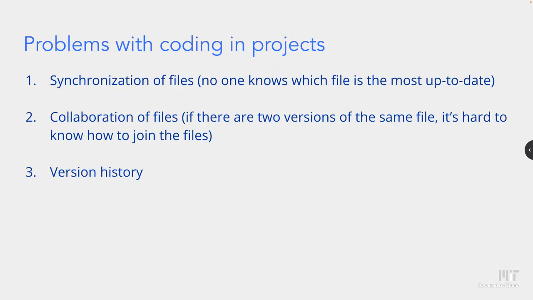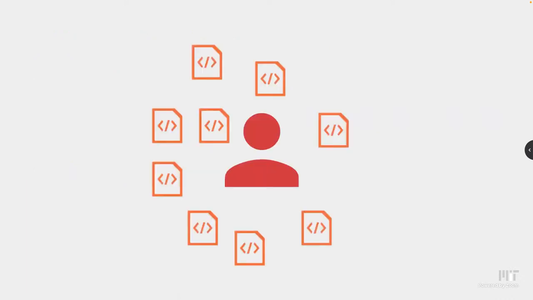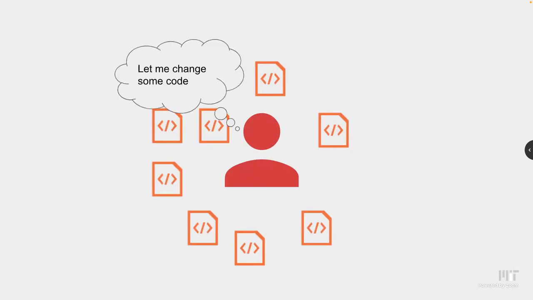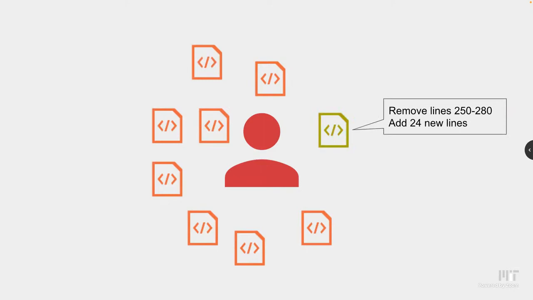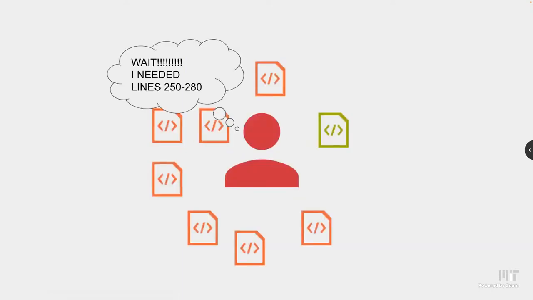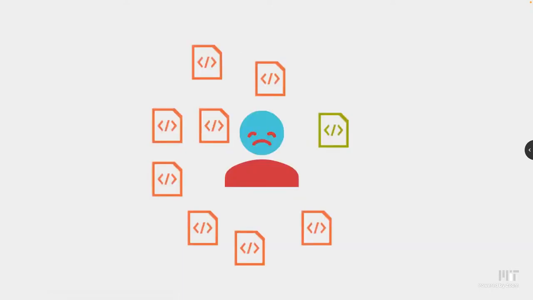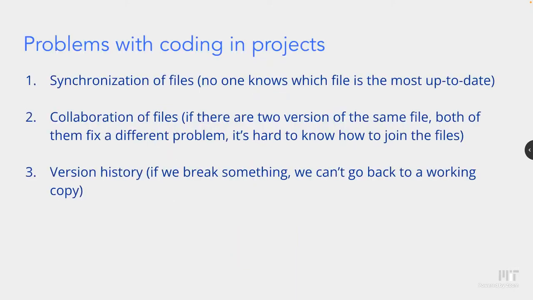And the third issue comes with single versions. So basically, let's say Ben is coding on his own code base now, and he makes some changes to code. So he removes 30 lines from this piece of code, and he adds 24 more lines. But an hour later, he realized he needed those lines. So what can he do? Well, he can't go back because he didn't save at that exact moment that he needed it. So he's done. So our third issue is that if we break something, we can't go back to a working copy without saving it constantly in the system.